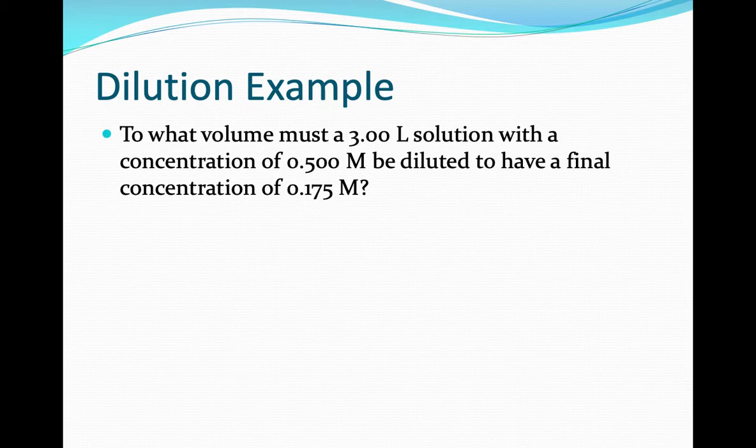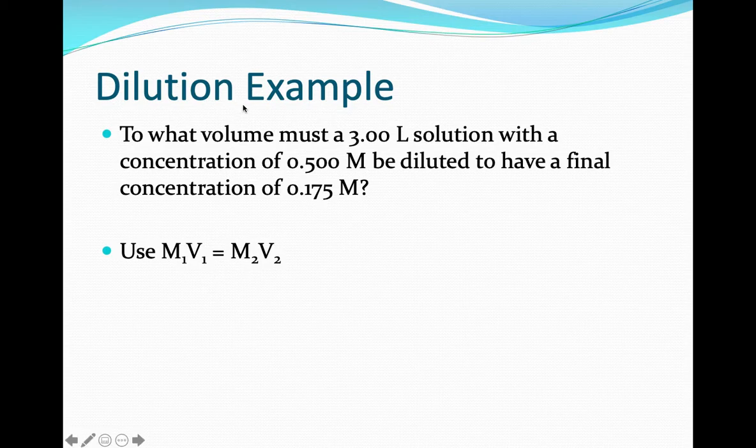All right, so let's see just a very quick example of this. Again, we'll have more of them in the actual lecture itself that we can talk about. So here we're asked, to what volume must a 3.00 liter solution with a concentration of 0.500 molar be diluted to have a final concentration of 0.175 molar? So set up for this: as soon as you see the word dilution or diluted as part of a problem, you can pretty much instantly go to this M1V1 equals M2V2 equation to deal with that calculation and set things up.